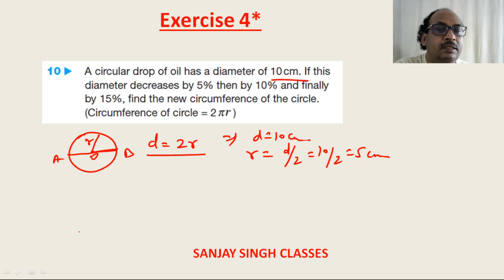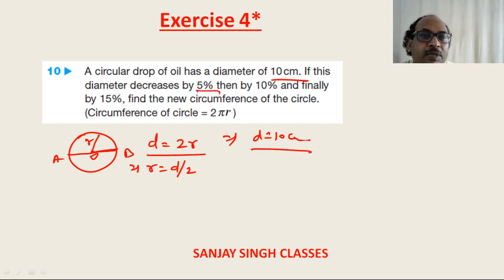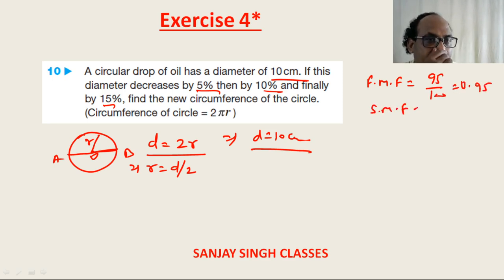Now let us not write this thing now, let us solve it for the diameter, and at the last we will go for making it. So from here R is equal to D by 2, this formula we can utilize. Now this diameter is decreasing by 5%, then by 10%, and finally by 15%. So it is decreasing now. So first multiplying factor, that is 100 minus 5 by 100, I am simply writing it is 95 by 100. So it is 0.95. Second multiplying factor, it is decreasing by 10%, so it is 90 by 100, so 0.90. And third multiplying factor, it is decreasing by 15%, so 85 by 100, so it is 0.85.